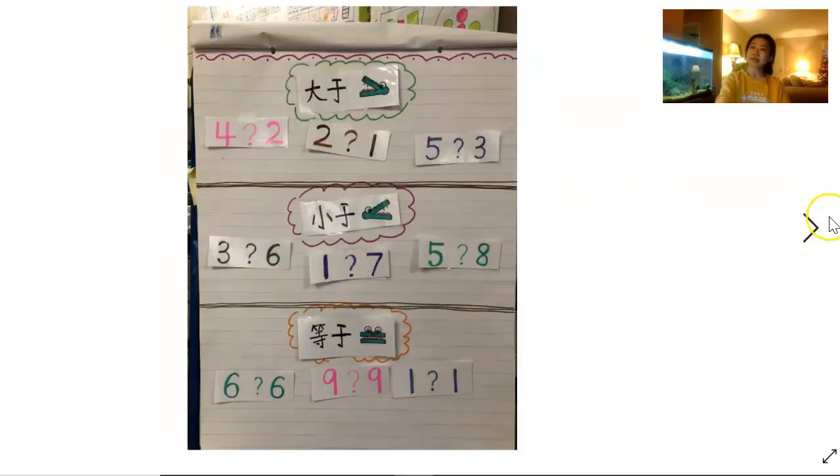So today, what we learned today: 大于小于等于. We learned the greater than, equal to, and less than. This is an anchor chart we sorted during the class. Greater than means the first number is greater than the second number. Like 4 is greater than 2, 2 is greater than 1, 5 is greater than 3. For example, 5 greater than 3, we say 5大于3. 5大于3 means 5 is greater than 3.